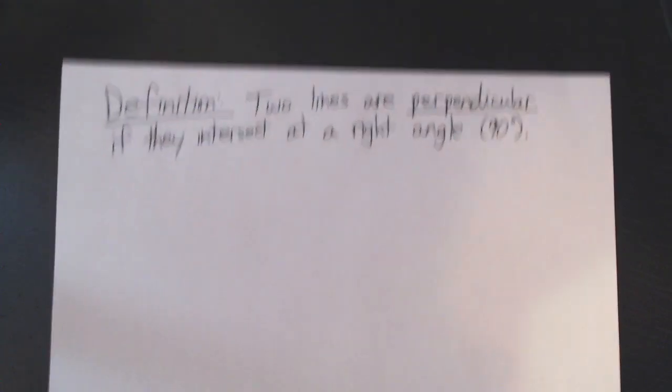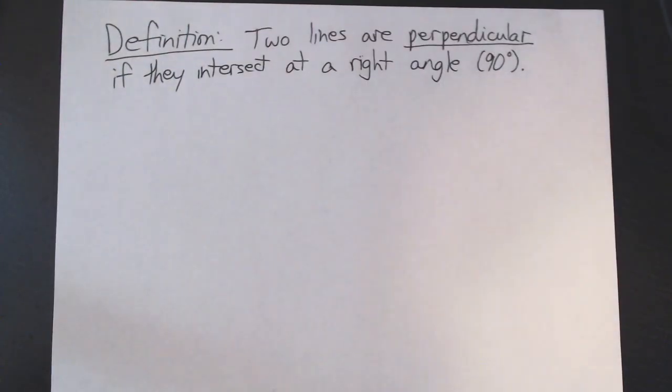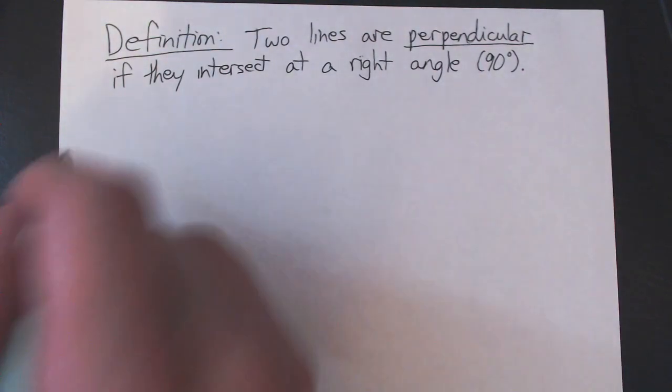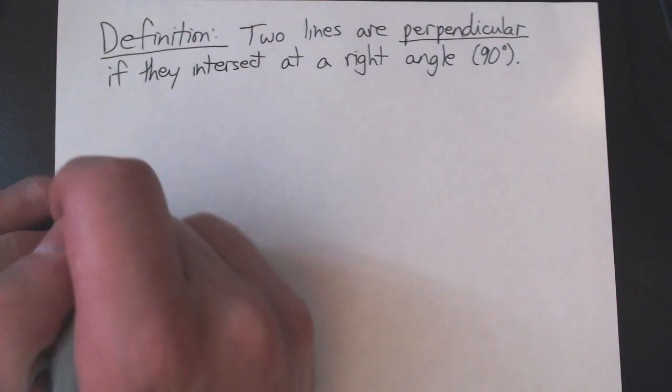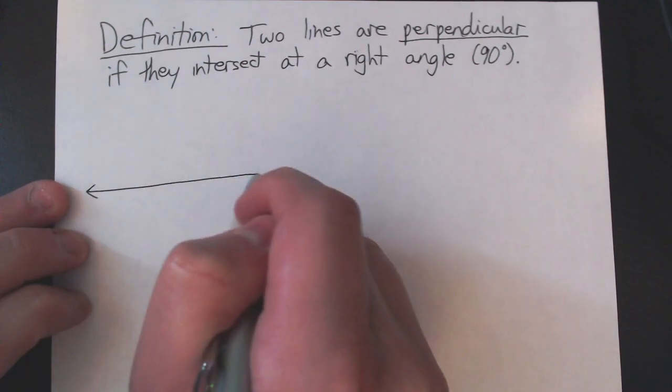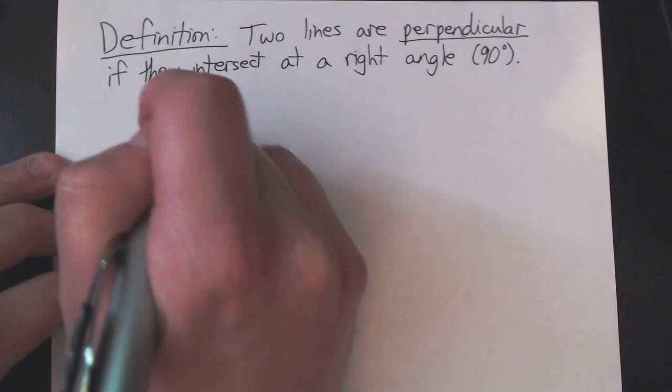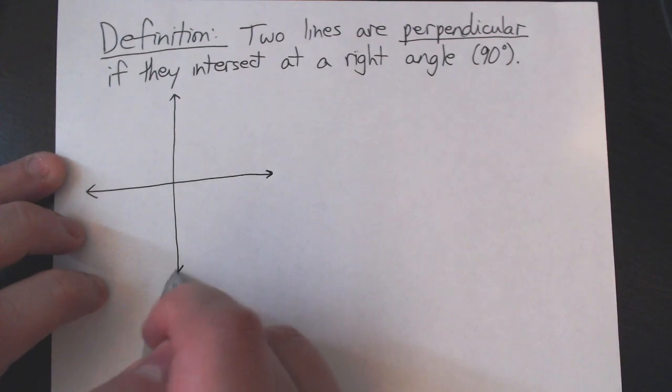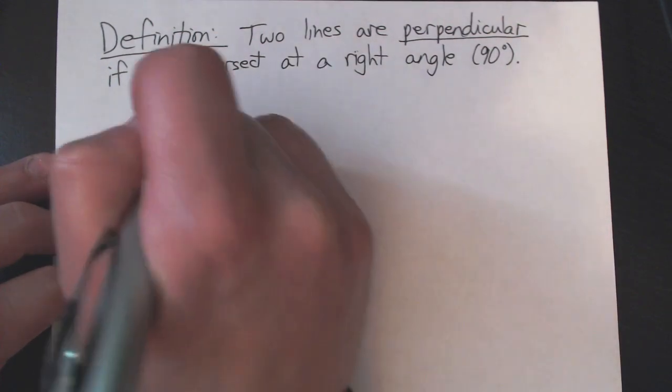Let's draw some pictures here. I think it's a very visual thing. We want to draw pictures. So what do perpendicular lines look like? That's kind of our first question. And then what does it have to do with slope? That's going to be our second question.